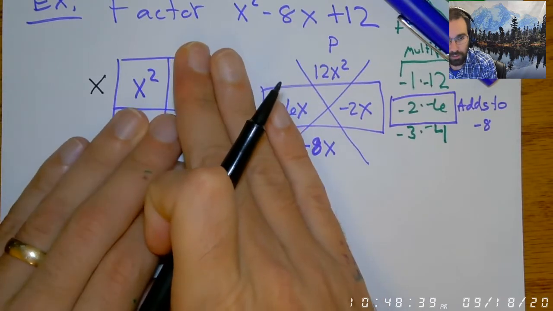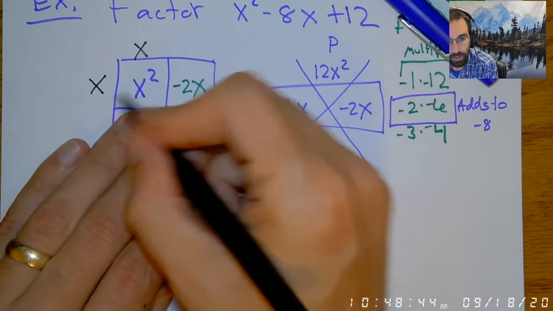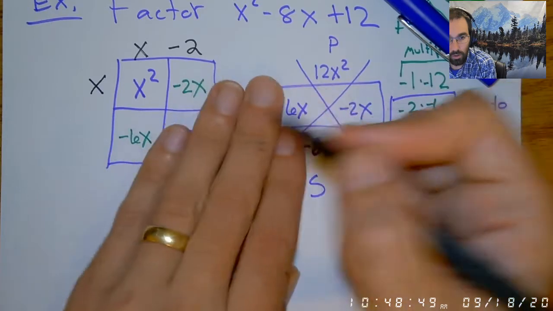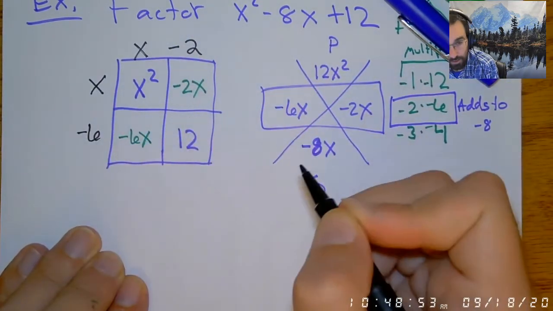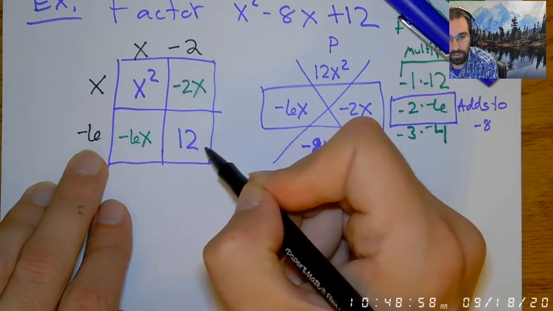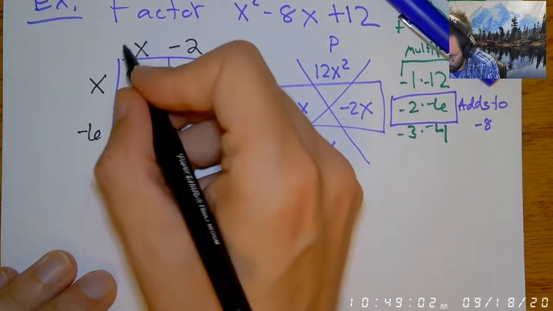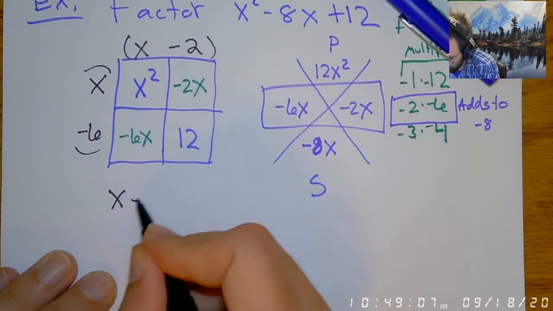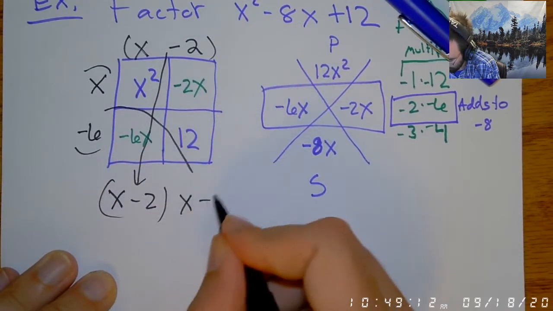So to get this top box, what times x gives me x squared? X does. What times x gives me negative 2x? Negative 2. What times x gives me negative 6x? Negative 6. And then we double check our work. Negative 2 times negative 6 is 12. Okay? And that's our answer. So I just go ahead and go x minus 2 and x minus 6.